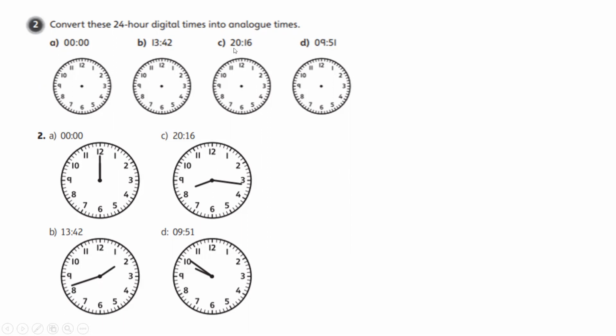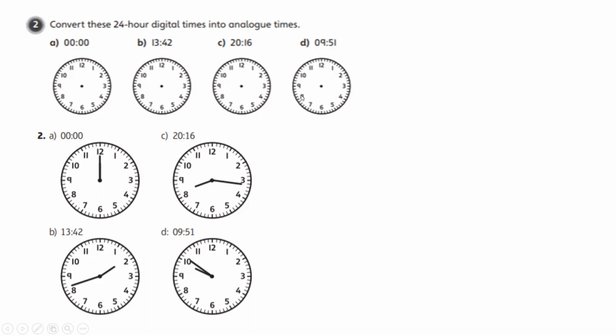Let's look at C. That again is an afternoon or evening time, 20:16. The 16 will stay the same. So we'll look at the minute hand, and it's 16 minutes past, so it's going to be just past the 3 by 1. So 3 fives are 15, plus 1 is 16. And then the 20, again, we convert it. So 20 take away 12 is 8. So the hour hand is between the 8 and the 9, and because it's just gone quarter past, it's gone just past the 8 here. So that would work for that one.